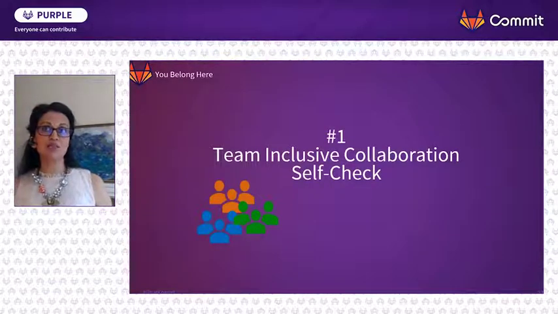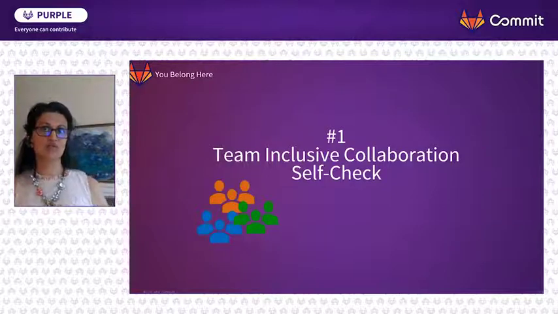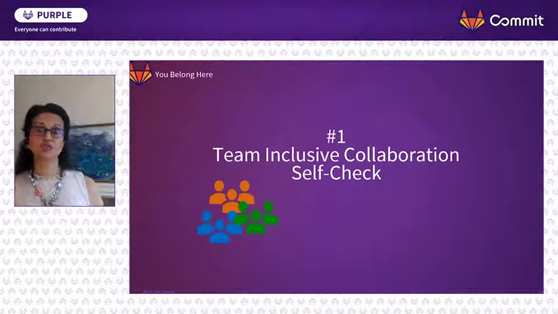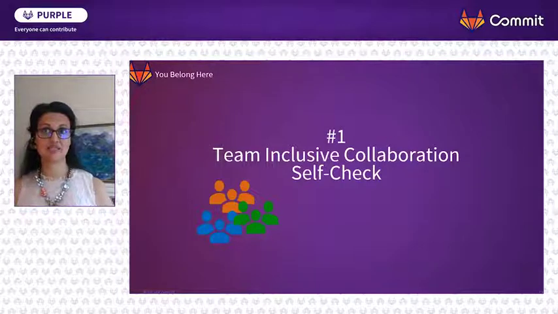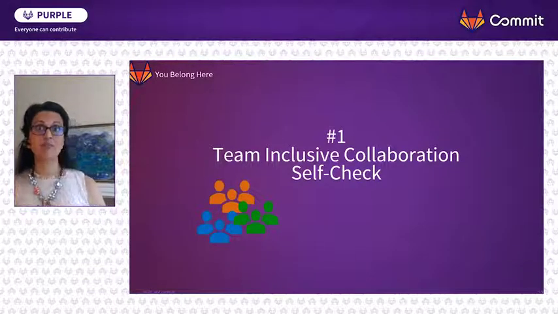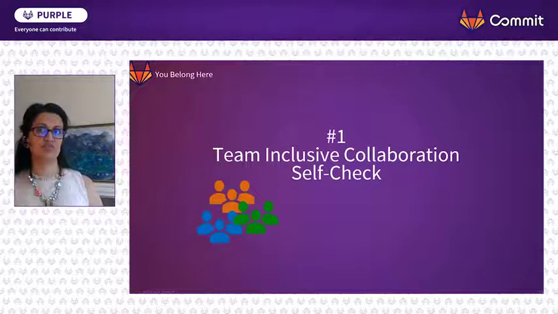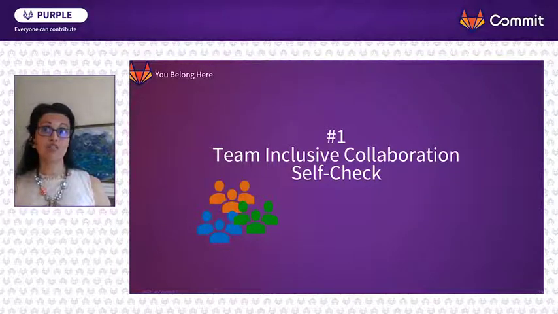But we can't improve if we don't know where we are, right? So the first thing to do and the first practice I want to talk about is to simply assess how inclusive we are as a team. And to do this, I introduced the team inclusive collaboration self-check in various organizations I work with. Collaboration is really important, but in order to get the full benefits of diversity, collaboration needs to be inclusive.